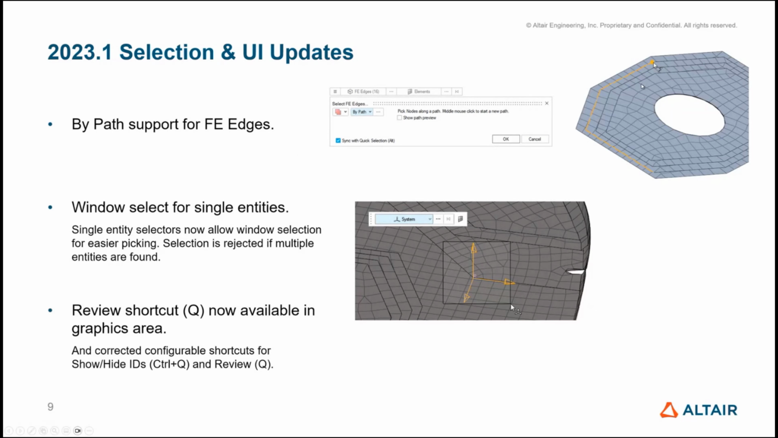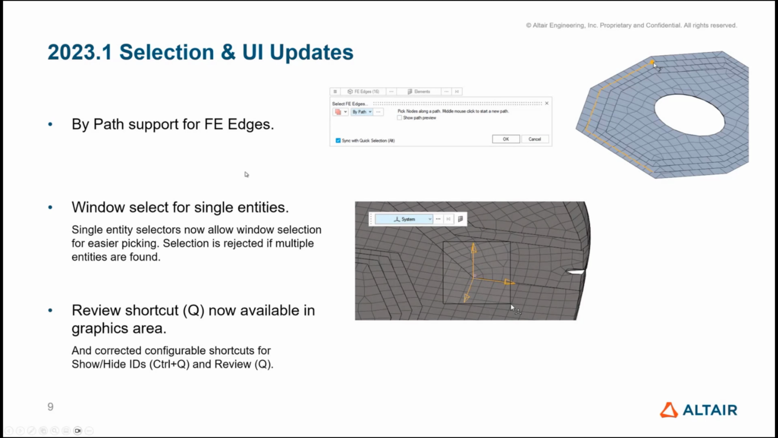We use nodes as well when you're selecting edges, and we get them from the path of nodes. The workflow should be seamless, should be exactly the same. You click on endpoints, it will fill the path, and you can use middle mouse if you want to interrupt the path and start a new one.